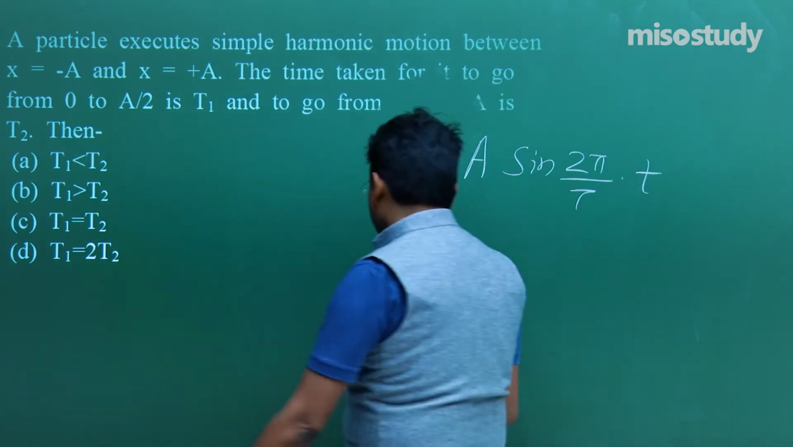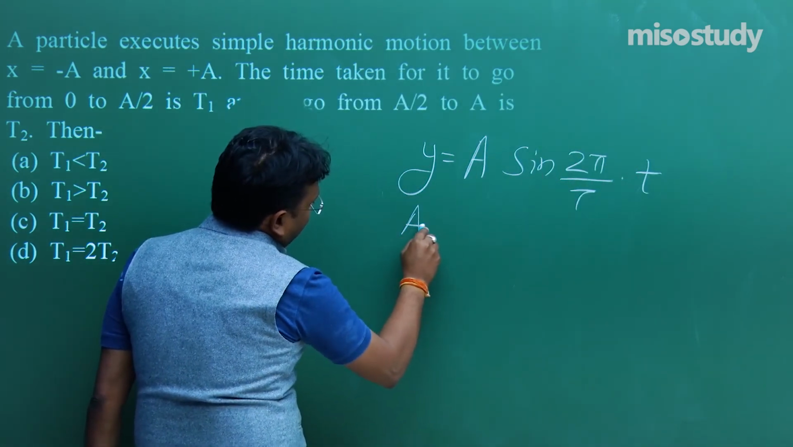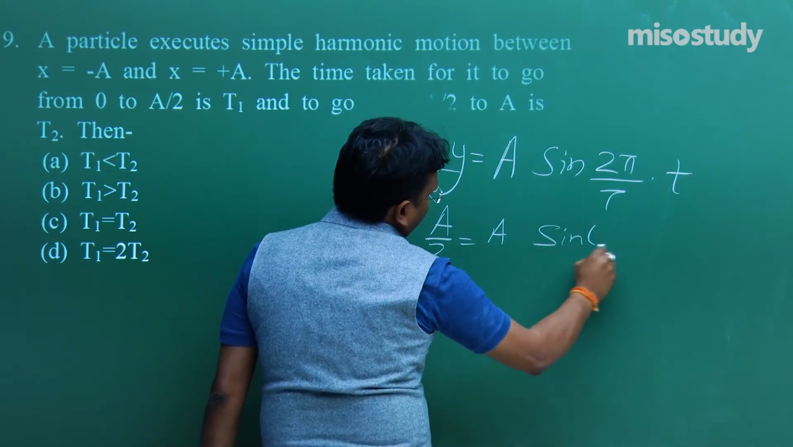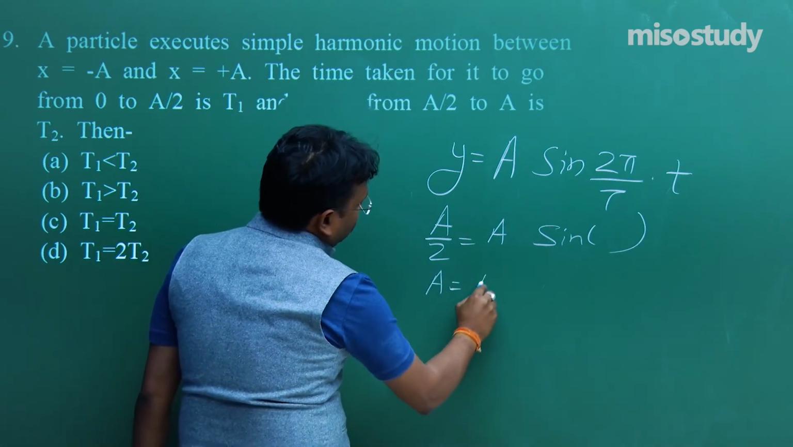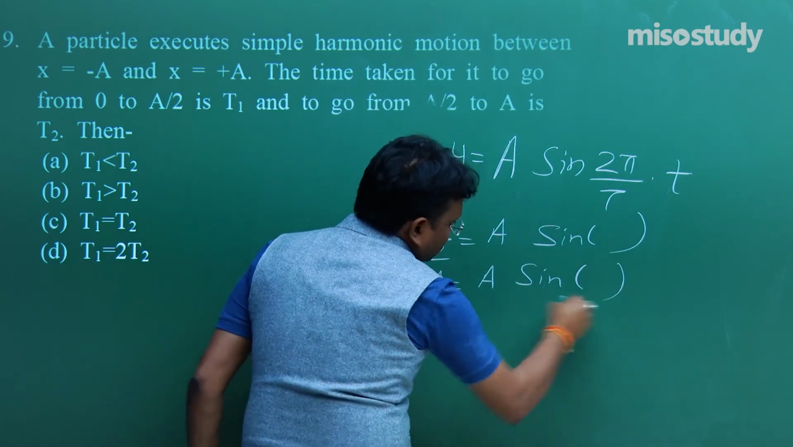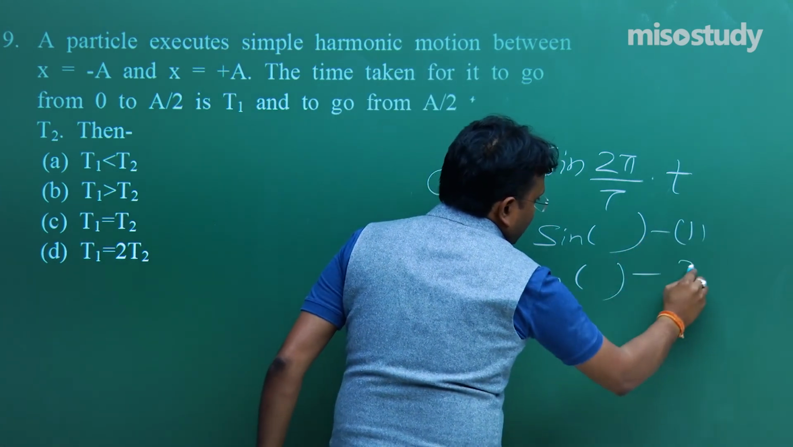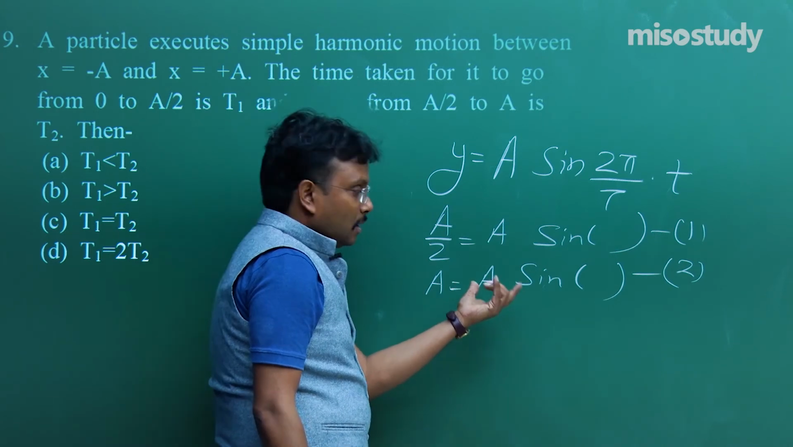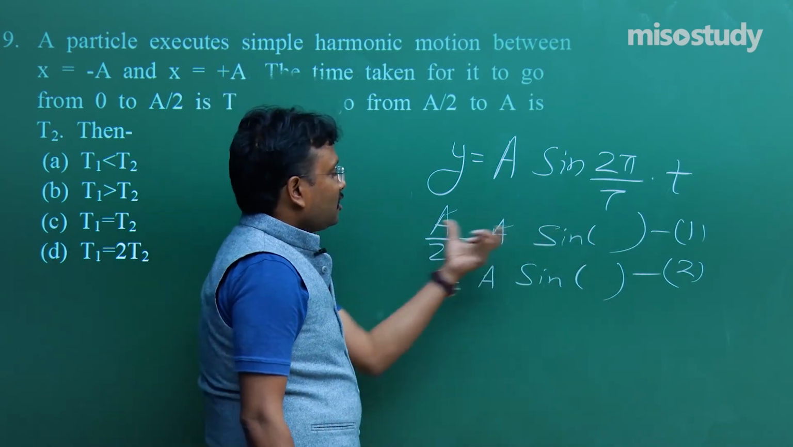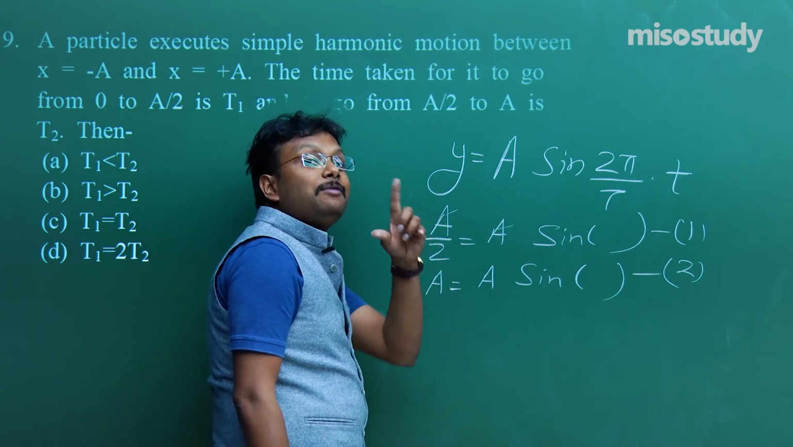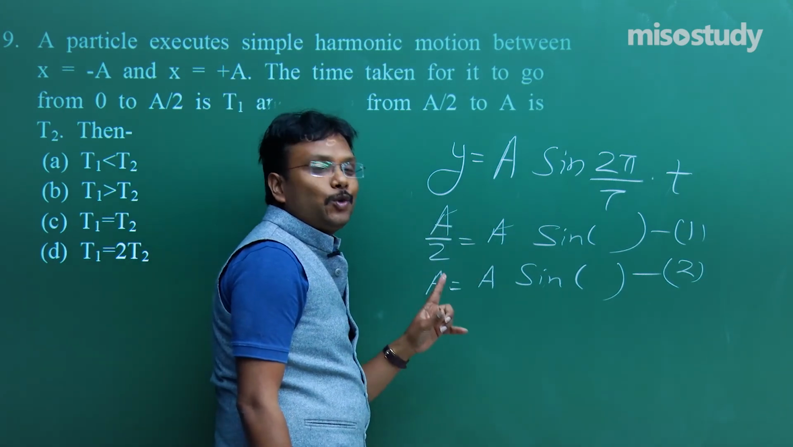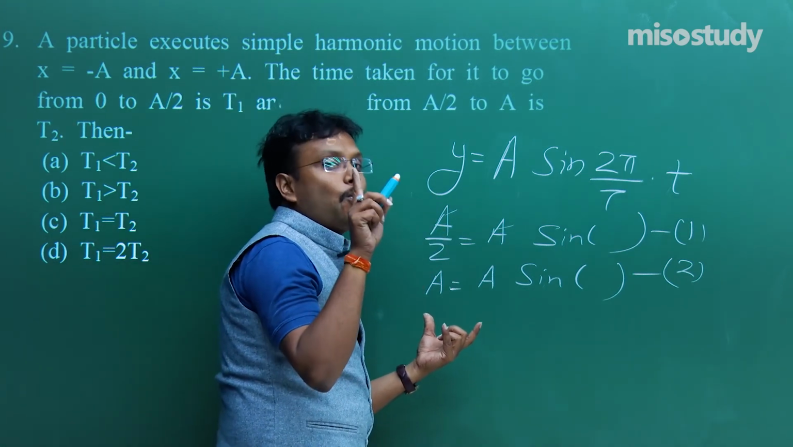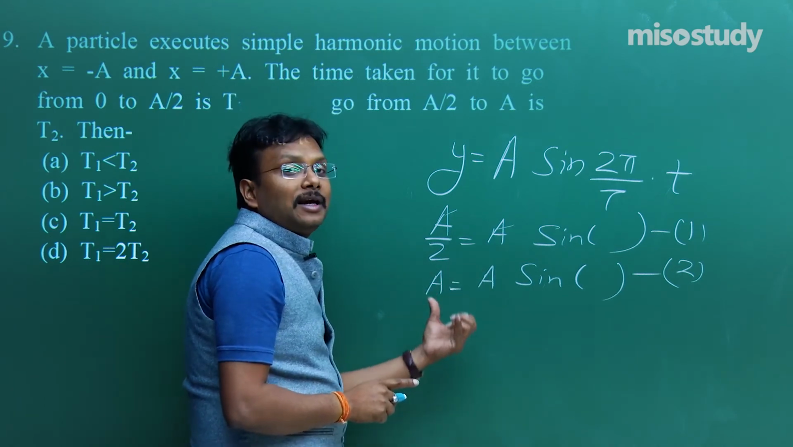Now, please allow me to write down the equation. a by 2 is equal to a, and then this sine term. a is equal to a, then this sine term. Equation number 1, equation number 2. Basic mathematics, solve it. a cancelled, sine of this much is 1 by 2, sine 1 by 2 means sine pi by 6, solve it, you will get T by 12. Then over here sine is 1 means pi by 2, because sine 90 is equal to 1, and then solve it, you will get T by 6.